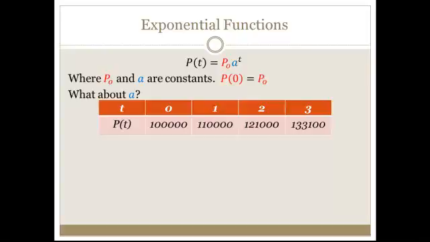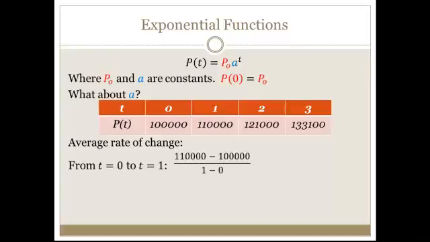When t is 0, p of 0 is 100,000. When t is 1, p of 1 is 110,000. p of 2 is 121,000. And p of 3 is 133,100. Let's compute the average rate of change on each time interval. From t equals 0 to t equals 1, the average rate of change is our change in p, 110,000 minus 100,000, over our change in t, 1 minus 0, which reduces to 10,000 over 1, which is simply 10,000.